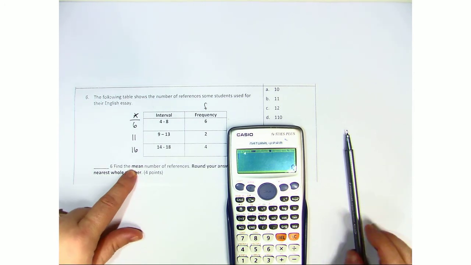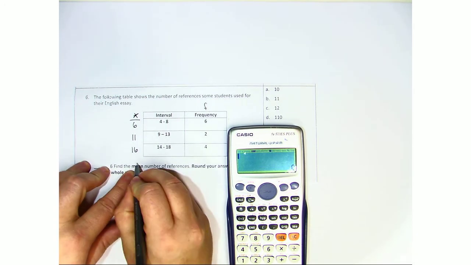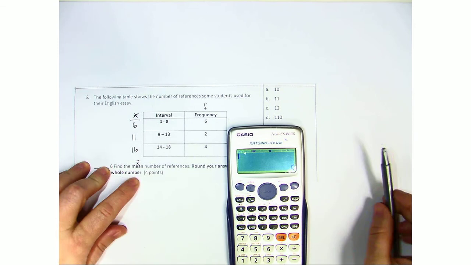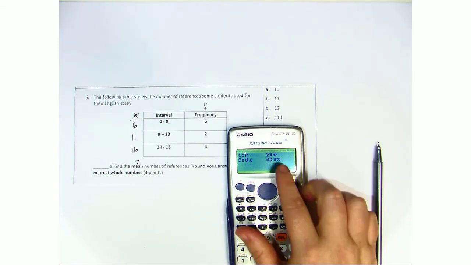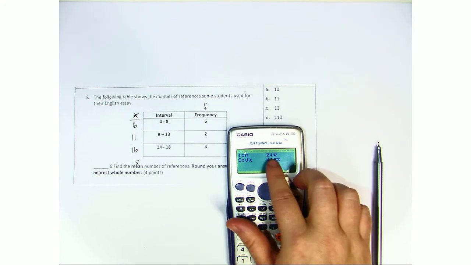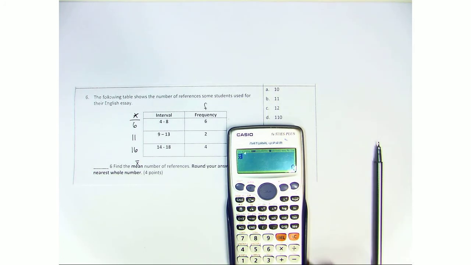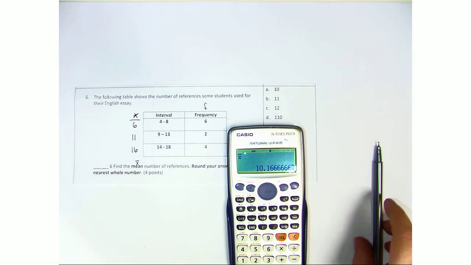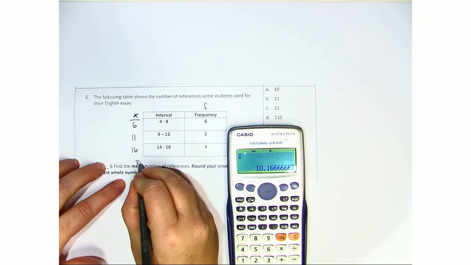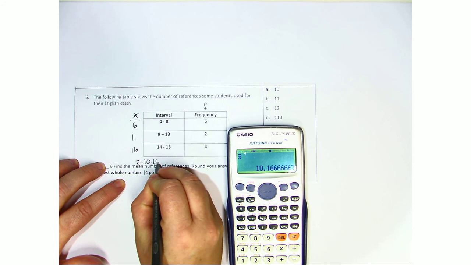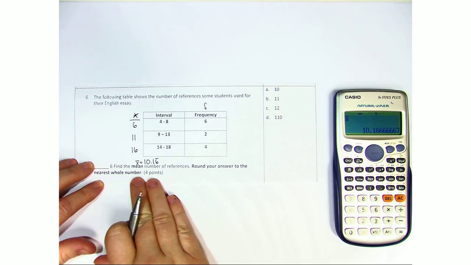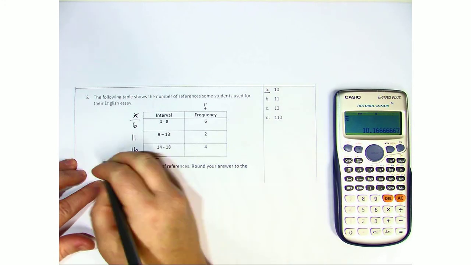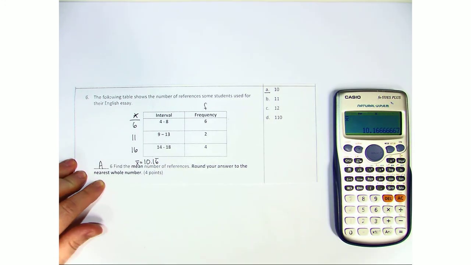We need to find the mean number of references. The mean is also listed as x with a bar over it. So we do shift 1. We're going to do variations, and we're going to do number 2, which is mean. The calculator is saying, do you want to proceed? We hit equals to say yes, and we see that the mean is 10.1 and 6 repeated. We want to round our answer to the nearest whole number. So what I find is that A is the best choice.